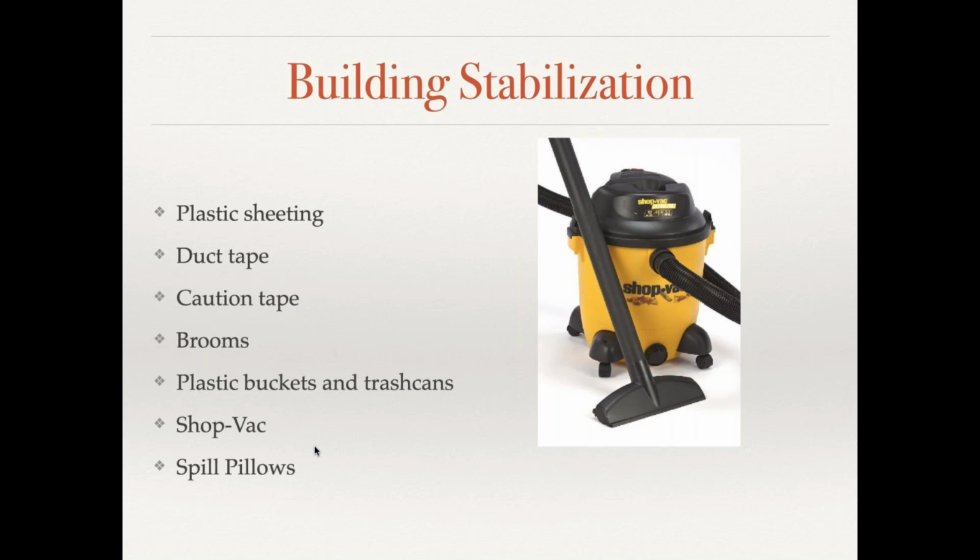Now on to building stabilization. So that's things like plastic sheeting. Plastic sheeting to drape over shelves to keep them dry, to cover windows that have been blown out for some reason, to divert water away from a leak. Lots of reasons to use plastic sheeting. Oh, to keep people out of areas they shouldn't be in. Duct tape is the easiest thing to use to put your plastic sheeting up.